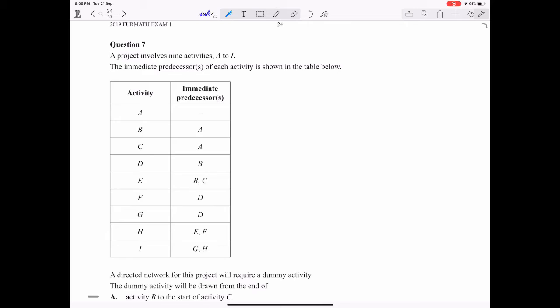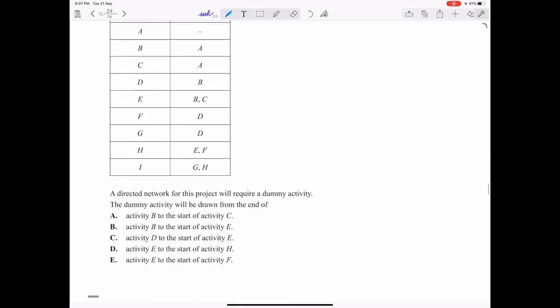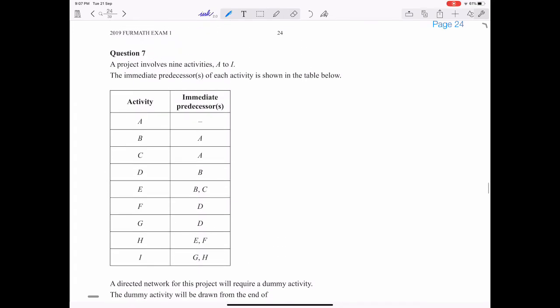Question 7, a project involves 9 activities A to I. The immediate predecessors of each activity is shown in the table below. The directed network for this project will require a dummy activity. The dummy activity will be drawn from the end of... So to do this question, you actually need to draw out the graph. So we know that the start would be here, and A would come from that start because it has no immediate predecessors.